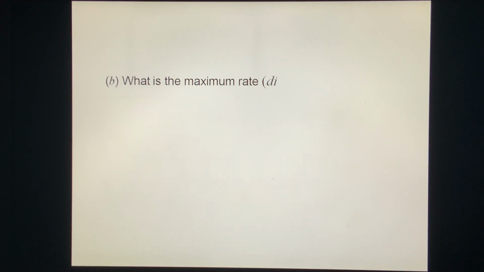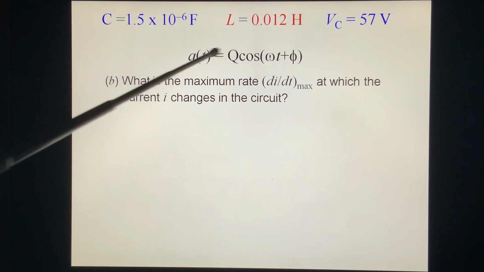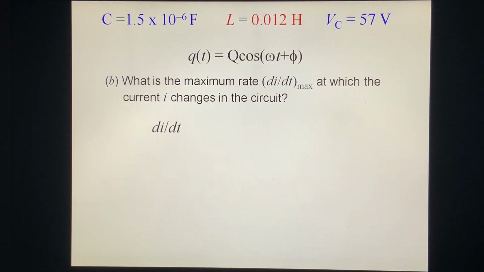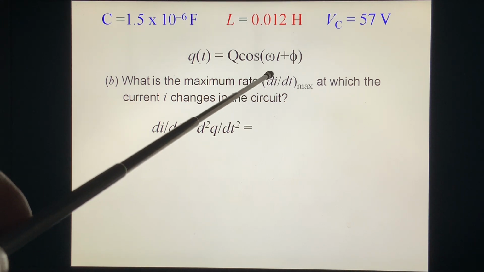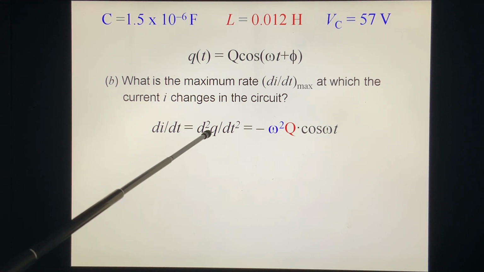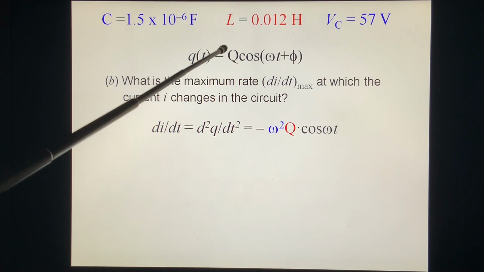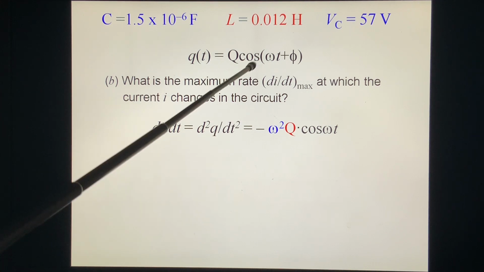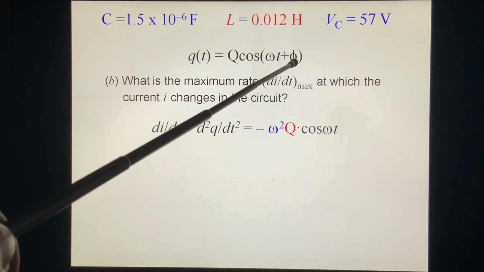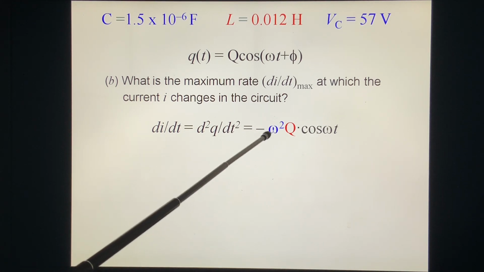Question B. What is the maximum rate, dI/dt maximum, at which the current I changes in the circuit? We know C, L, and VC, and we know phi equal to 0. Now dI/dt maximum is what we want to find. First, we find dI/dt, which is the second derivative of Q with respect to time t. We get minus omega squared Q cosine omega t, with phi being 0, as we proved before. Looking at the cosine, the maximum is omega squared Q.